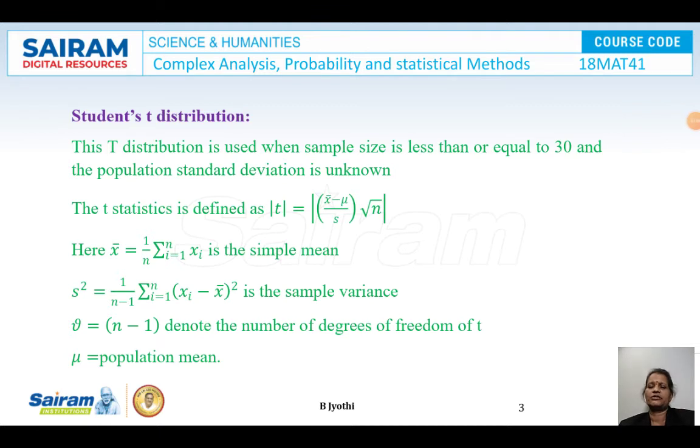Student's t distribution. This t distribution is used when the sample size is less than or equal to 30 and the population standard deviation is not known to us. The t statistic is defined as modulus of t is equal to modulus of x bar minus mu divided by s into root of n. Here x bar is given by 1 by n into summation of xi, the sample mean, and s square is 1 upon n minus 1 into summation of xi minus x bar the whole square, the sample variance, and nu is n minus 1, which denotes the number of degrees of freedom of t, and mu is the population mean. So this is all about the Student's t distribution test.